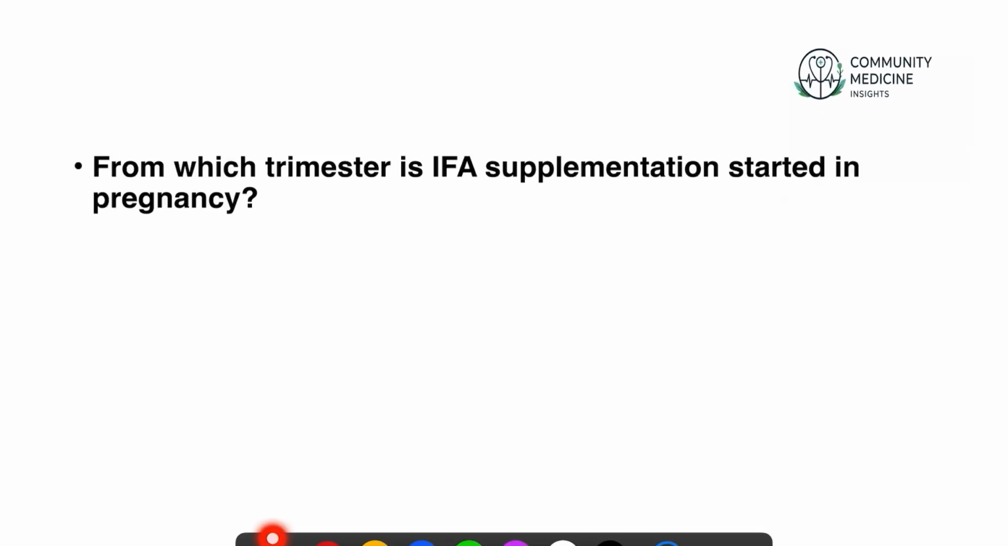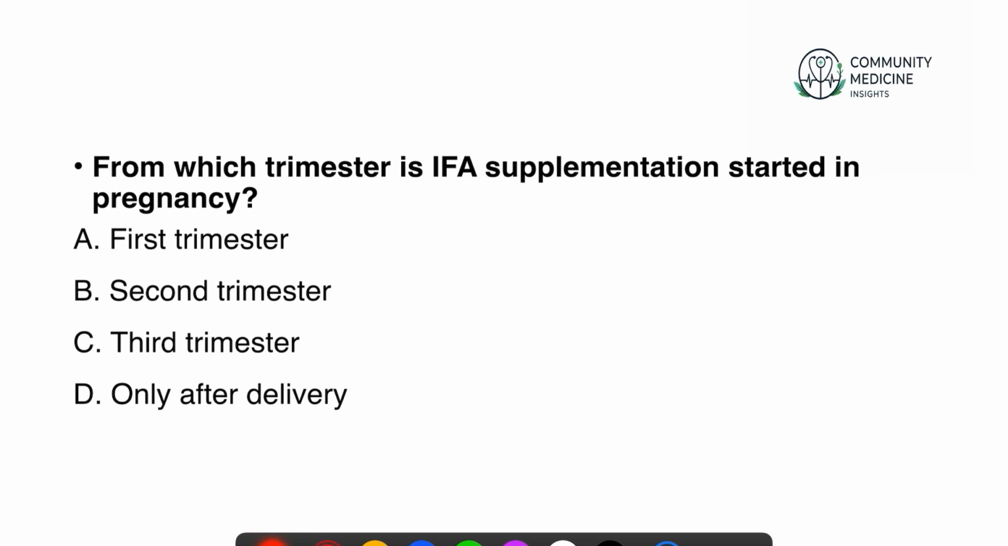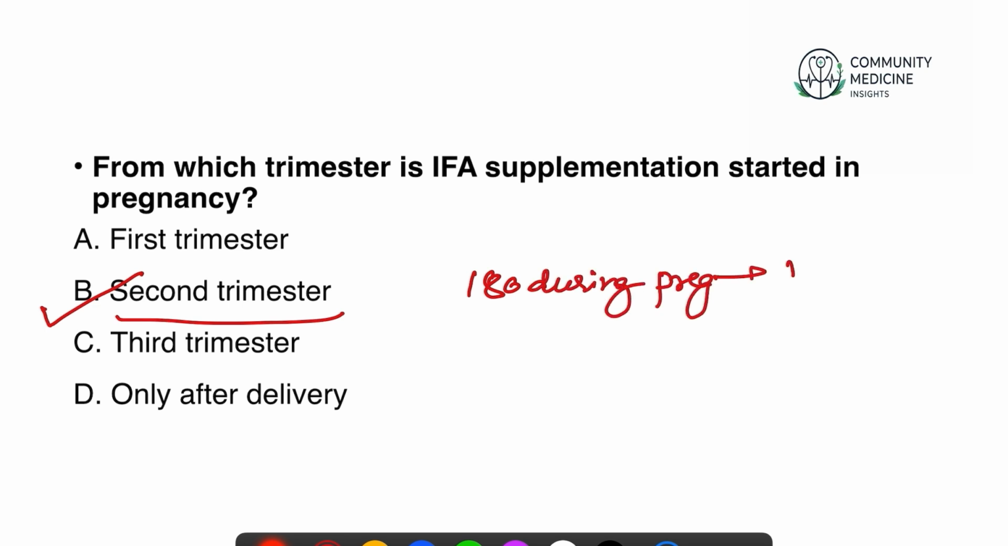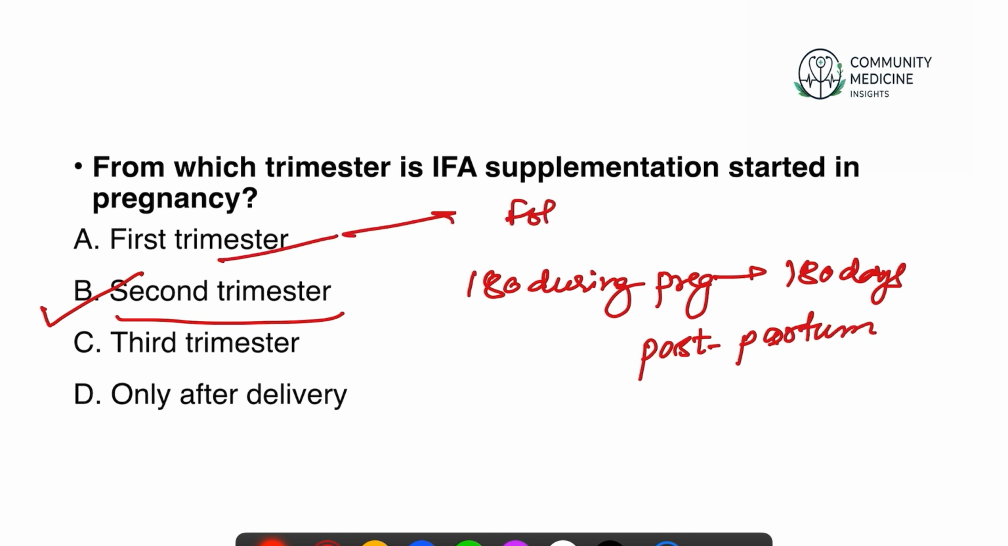From which trimester is IFA supplementation started in pregnancy? Here the correct answer is second trimester. IFA supplementation in the pregnancy is started from second trimester and it is given 180 days during pregnancy and 180 days postpartum, that is after the pregnancy. In first trimester, we are giving only folic acid and not iron.